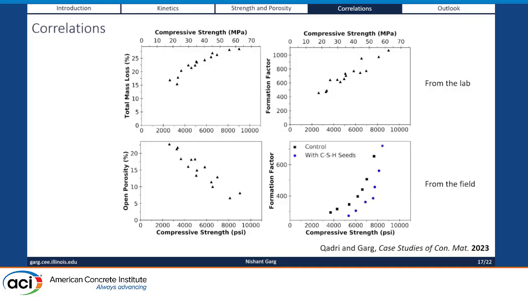And finally, from the field, we see this interesting kind of a nonlinear trend, because in the field mixes, there's a lot of things, I should say, there's a cocktail of admixtures in the field mixes as opposed to what we use in the lab, and we see this kind of a nonlinear trend where, again, the CSH seeds tend to be shifted slightly to the right.